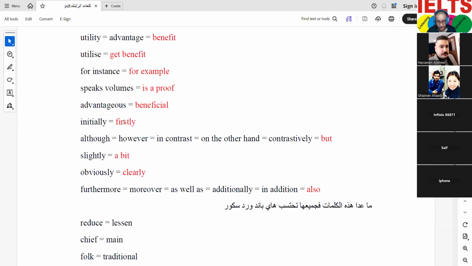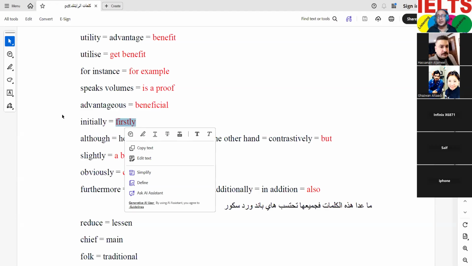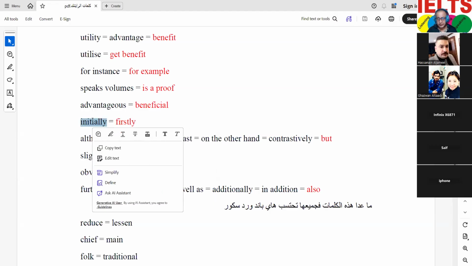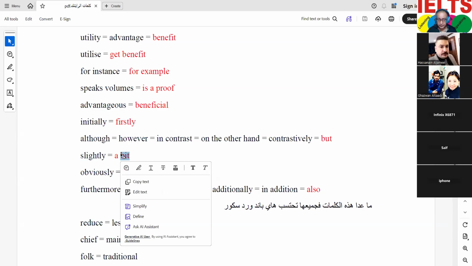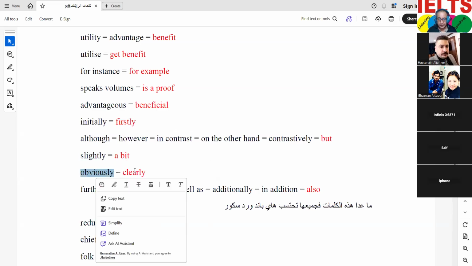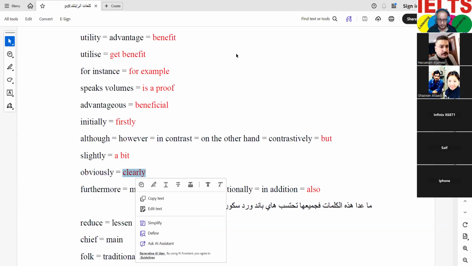Initially, firstly. In the IELTS writing or speaking test, don't use firstly, first of all. Never do that. Use initially instead. I will go back to the linkers. Slightly, a bit. Obviously, clearly. Let's come to the linkers now.